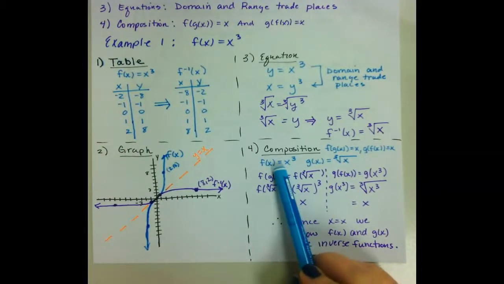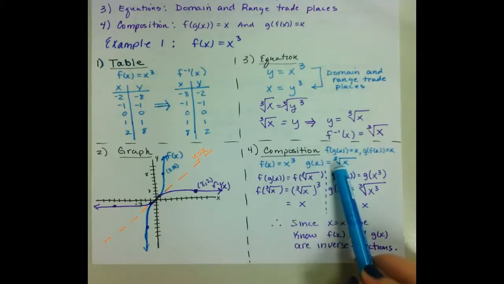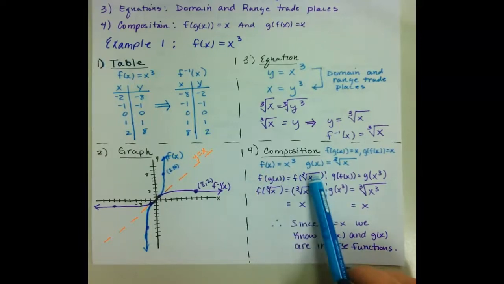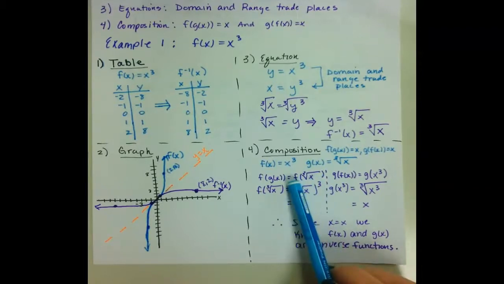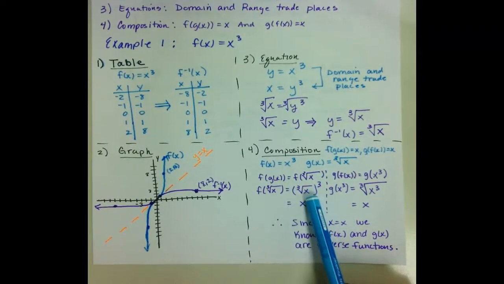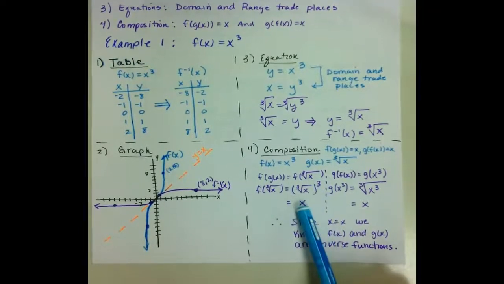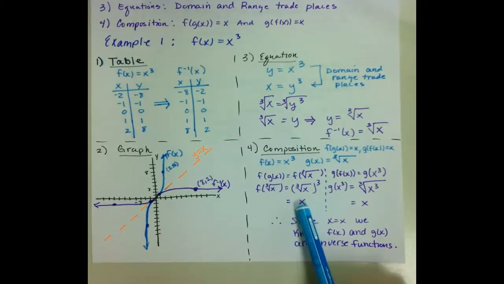So if we have f of x equals x cubed and g of x equals the third root of x, then we're going to do the composition both ways. So this time I'm going to take g of x and plug it into f. So I'm taking the cube root of x and plugging it into f, which gives me this. And I have opposite operations because this is cube root, this is cubic. So you're left with what's underneath, which is the variable x.